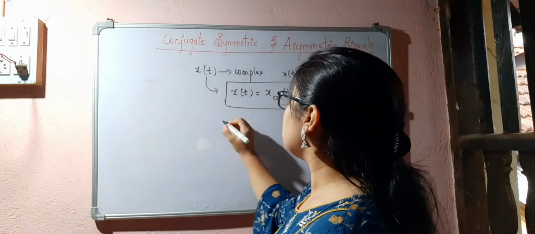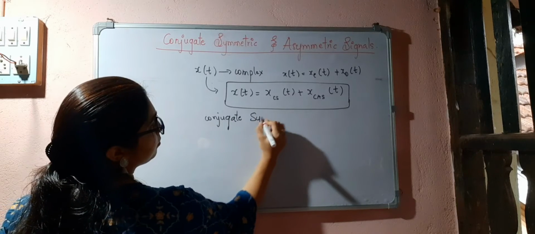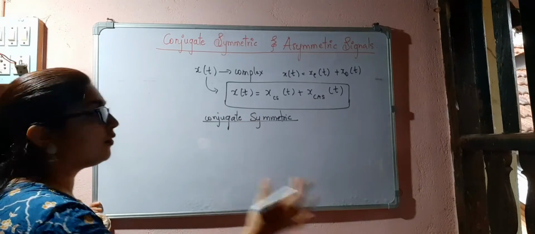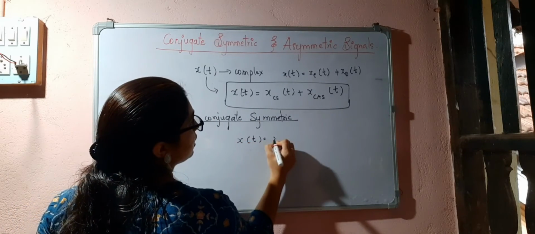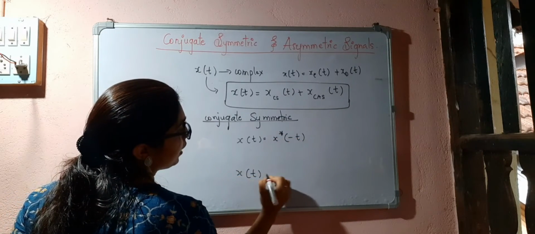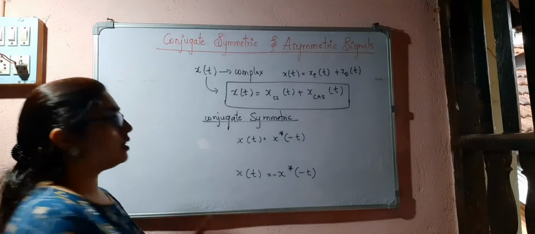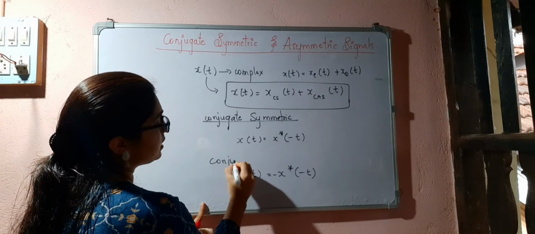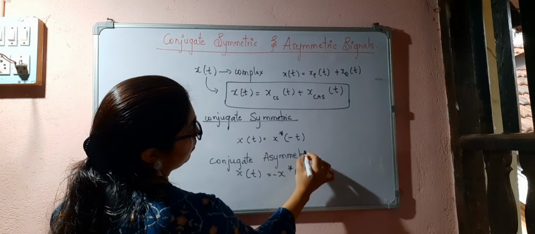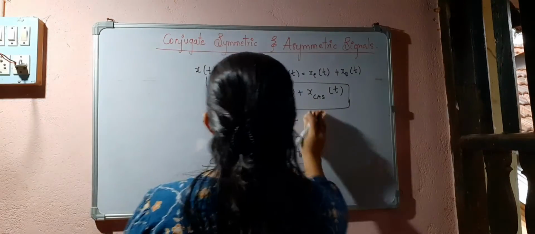Okay, so now let me consider first conjugate symmetric. A signal x of t is said to be a conjugate symmetric signal if it satisfies this condition, and it is conjugate asymmetric if it satisfies this condition. This is the conjugate symmetric condition, this is the conjugate asymmetric condition. Now let us see with the examples.